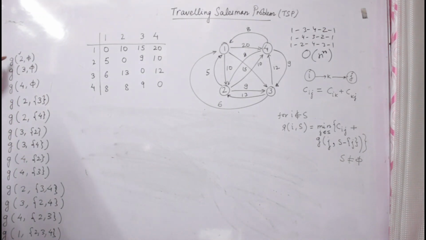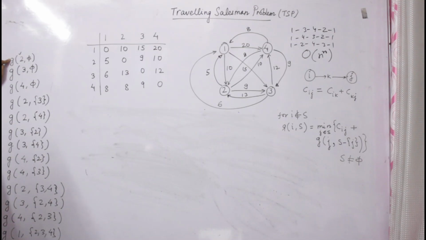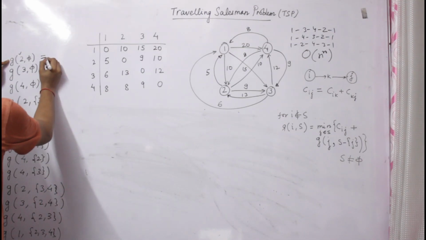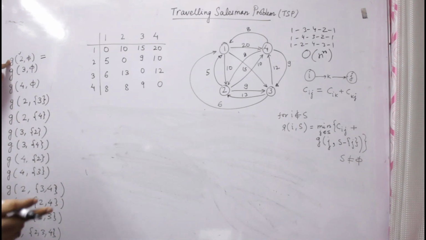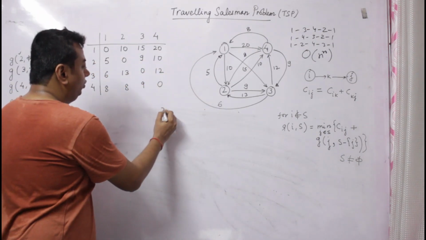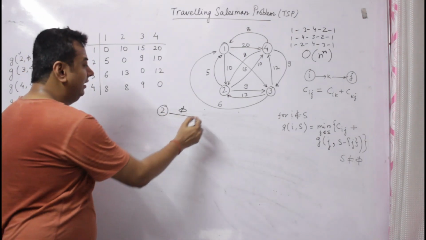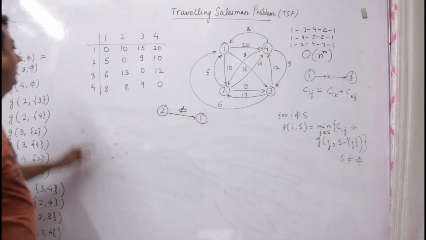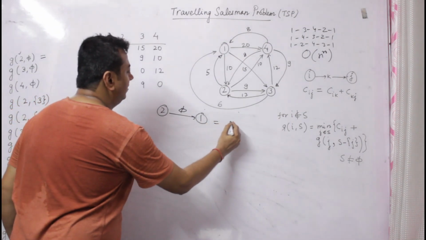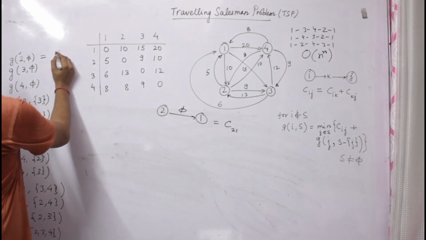So first we need to compute G(2, {5}). What is G(2, {5})? It means you are at node 2, you don't have to cover any intermediate node, and you go to 1. This is C21, and C21 is 5.